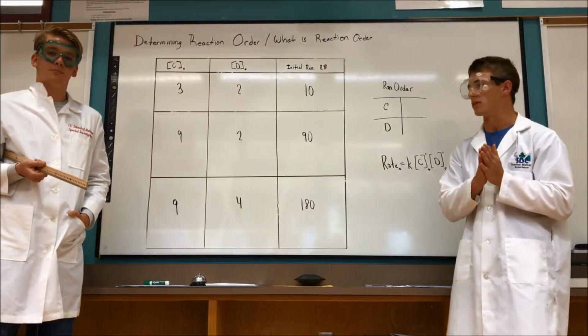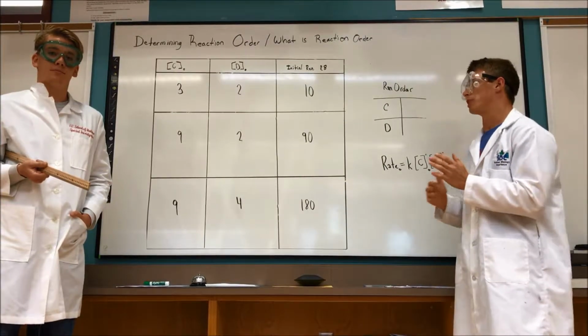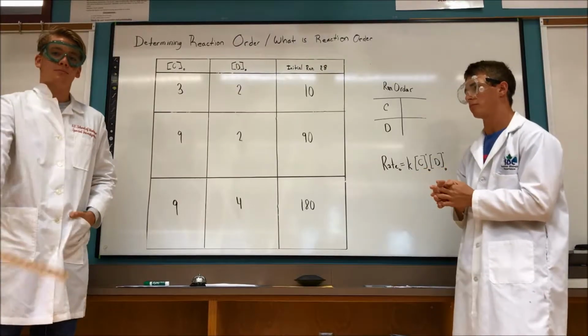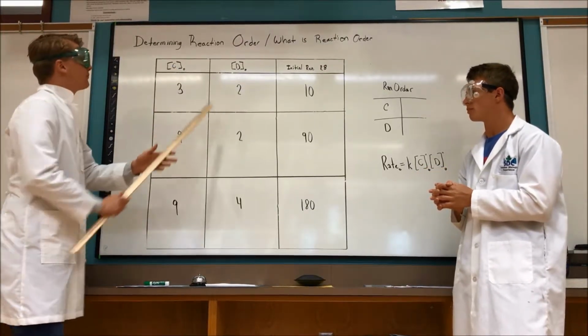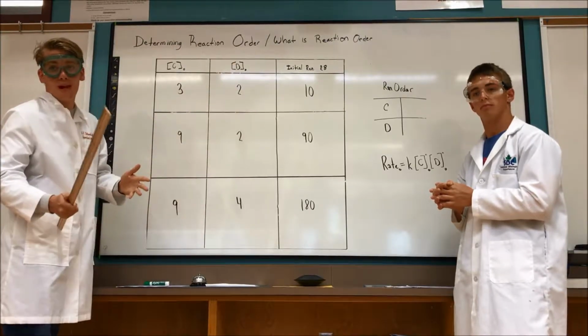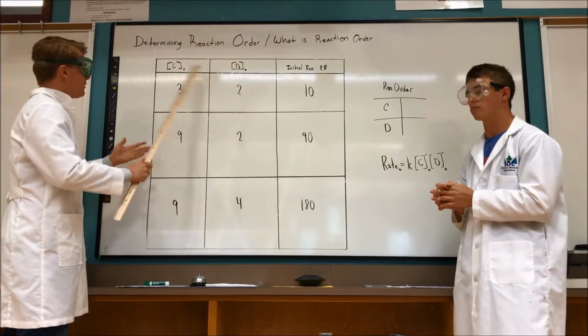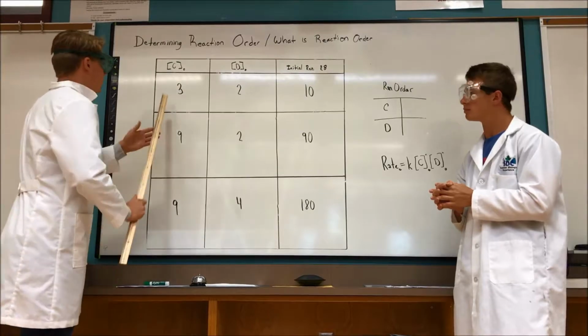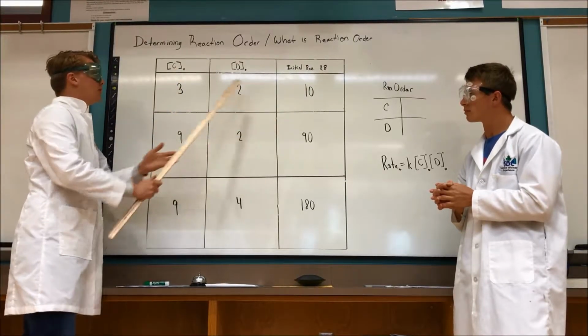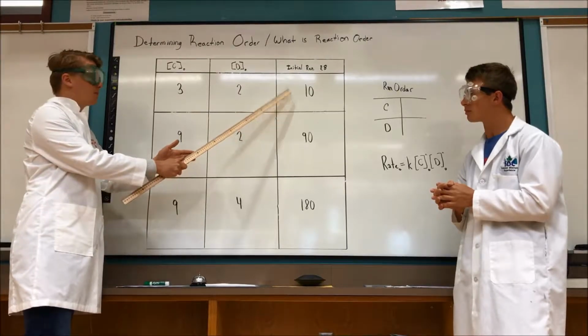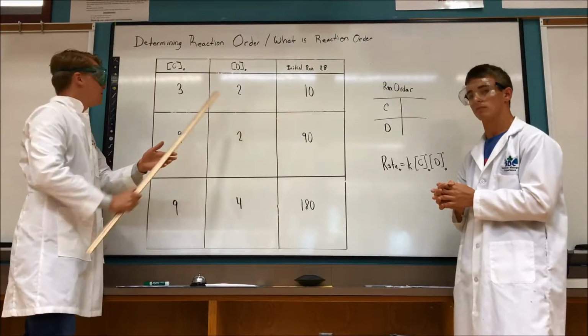Alright, so for our second example, we're going to go over a little bit more of a complicated reaction order problem. Here you can see that we now have reactants C and D, where before we had reactants A and B. So like Eli said, it's going to be a little more complicated. We start with our initial concentrations and our initial reaction rate over here, 3, 2, and 10. And we can compare these others in relationship to that.